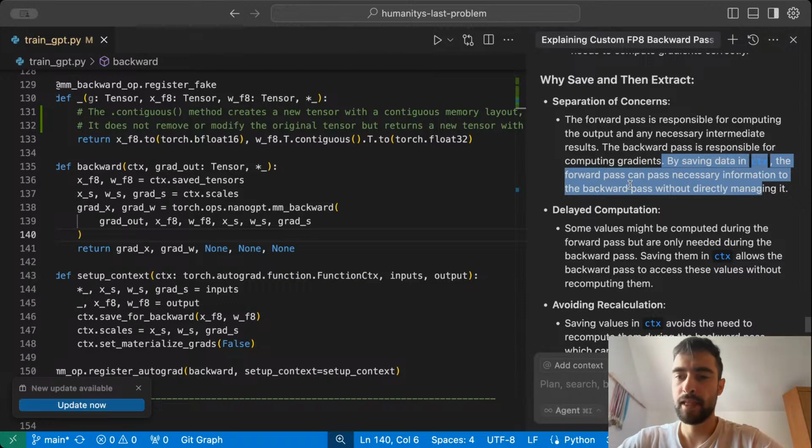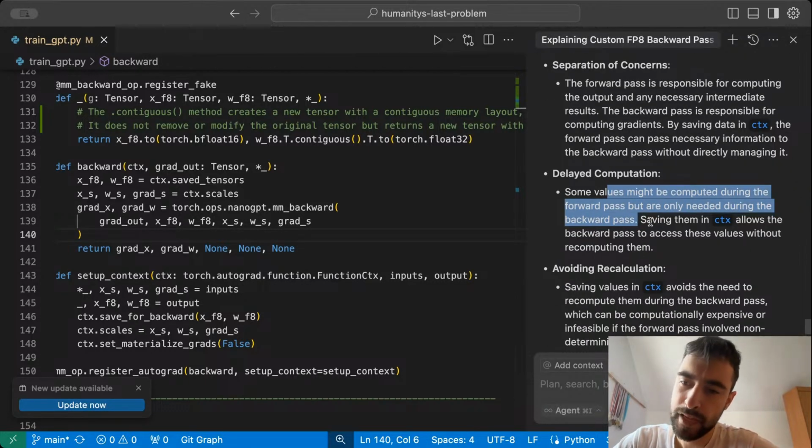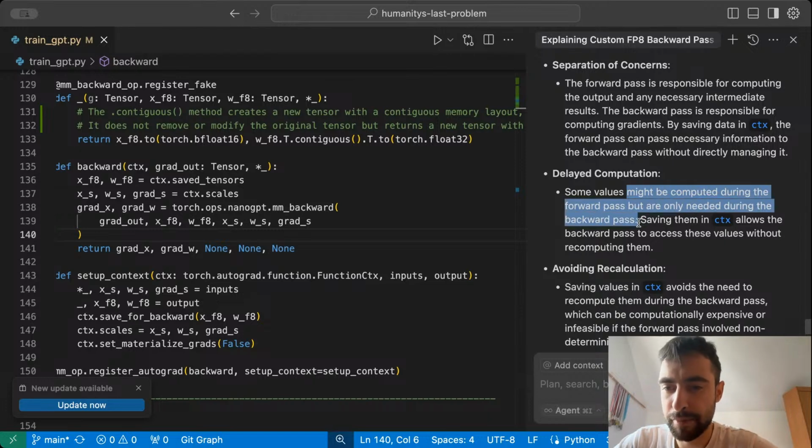Some values might be computed during the forward pass, but are only needed during the backward pass. Saving them in context allows the backward pass to access them.